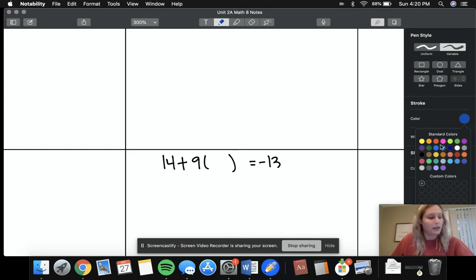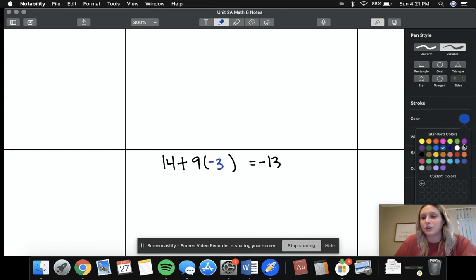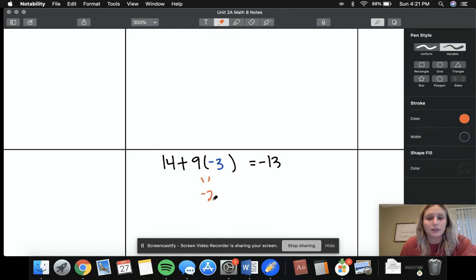So if we're going to check negative 3, and if we're right and we use order of operations correctly, we should get negative 13. So we have 9 times -3, because we have to do multiplication first before addition. So we have -27. And -27 plus 14 would equal -13. So I know I'm right.